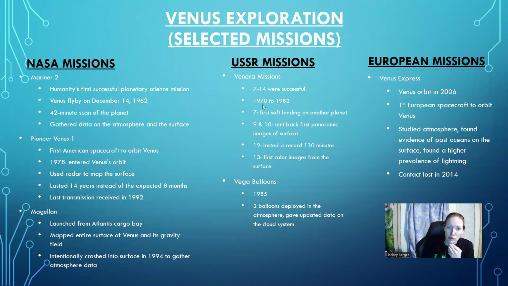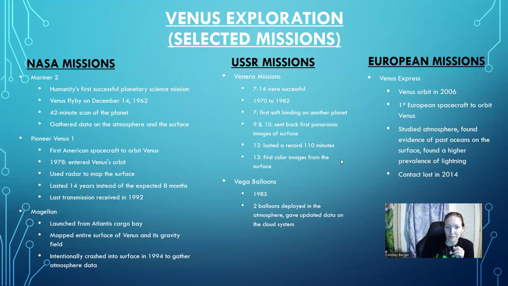This whole program took place between 1970 and 1982. Venera 7 gets the notoriety for being the first soft landing on another planet, meaning you didn't just purposely go and splat it into a planet. We purposely landed carefully because we wanted it to stay intact. That's a big difference. Venera 9 and 10 started sending back panoramic images of the surface. Venera 12 gets a standout nomination because it lasted a whole 110 minutes, a record. 2 hours is 120 minutes, so just shy of 2 hours. And then Venera 13 sent back the first color images of the surface.